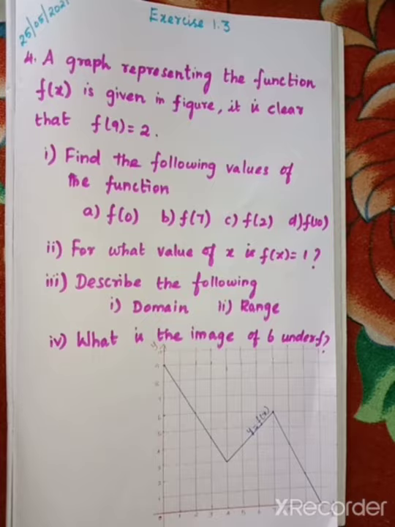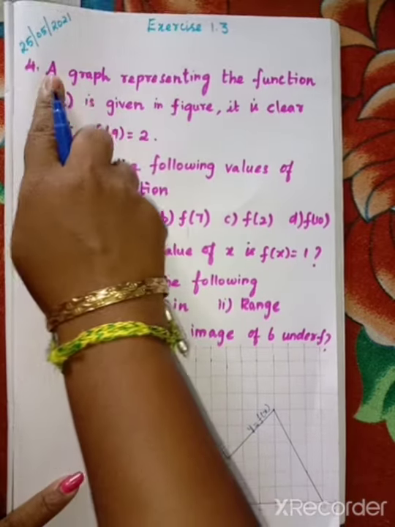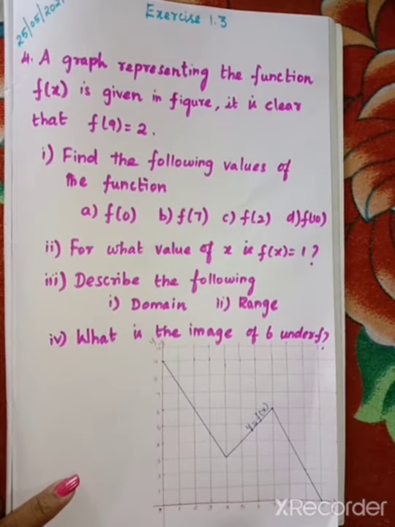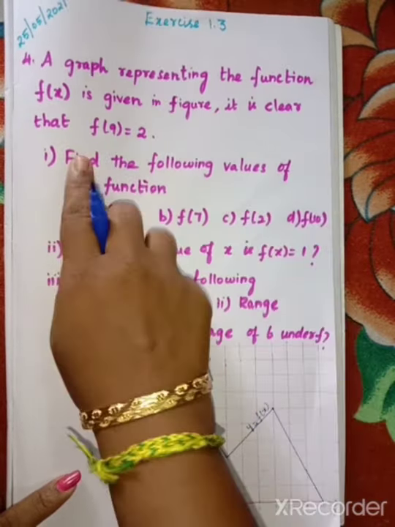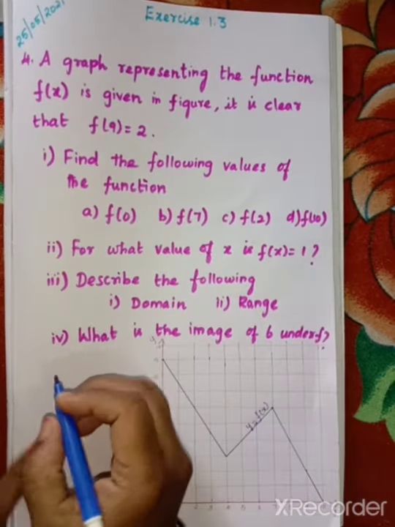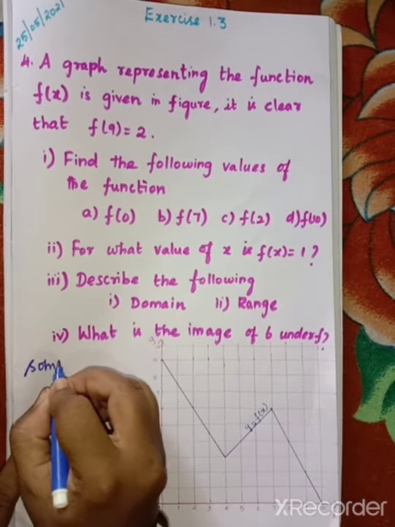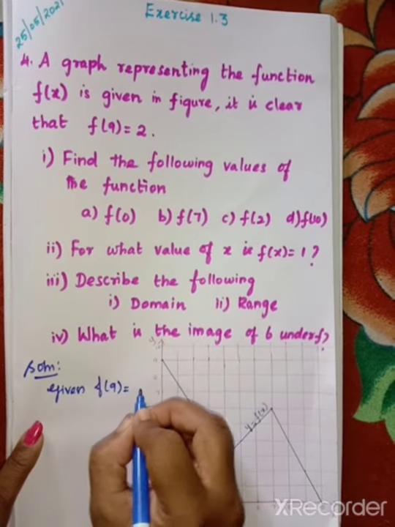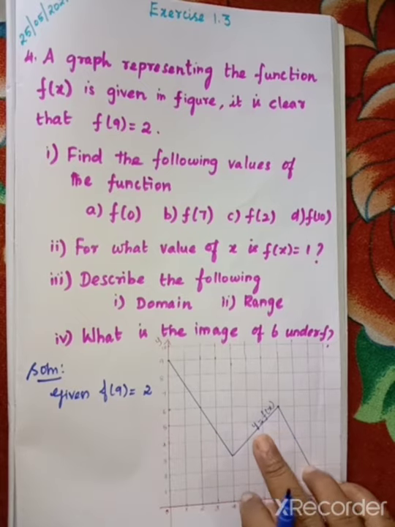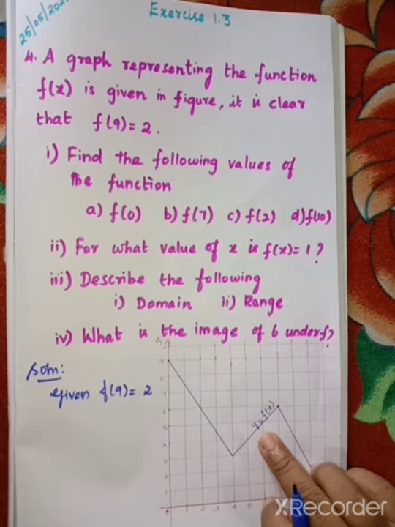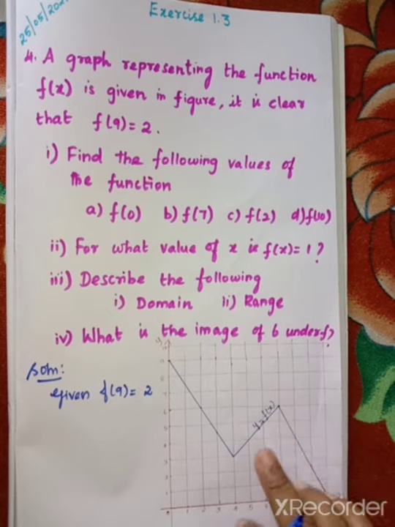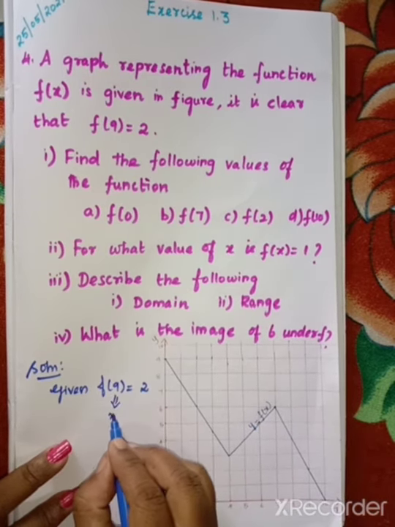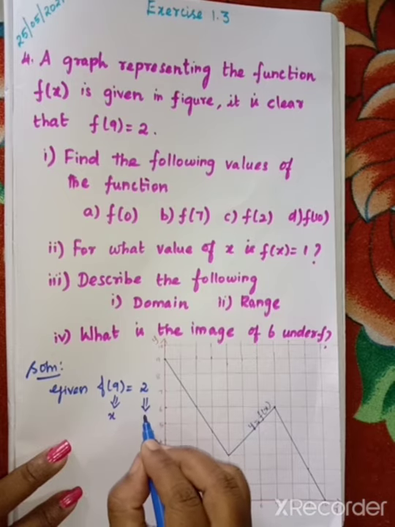Here, first of all, see the first one. A graph representing the function f of x. Here, the given figure is the graph. So, it is clear that f of 9 equals 2. Here in the graph itself they mention y equals f of x. So y equals f of x means here 9 is considered as x, 2 is considered as y.